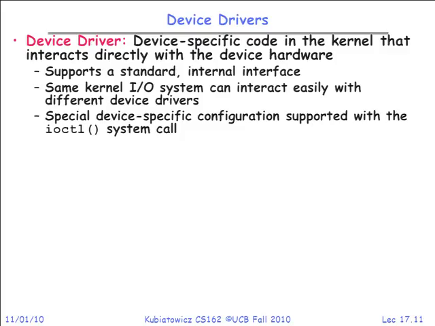So what's a device driver? A device driver is device-specific code in the kernel that interacts directly with the device. And as I mentioned, it's got a standard interface to the rest of the kernel up, and down, there's basically no rules. So pretty much device drivers come in every shape and size you could think of, and they come in a wide spectrum from working to not working. The important part is that from the top, the same kernel I/O subsystem can interact easily with different devices.